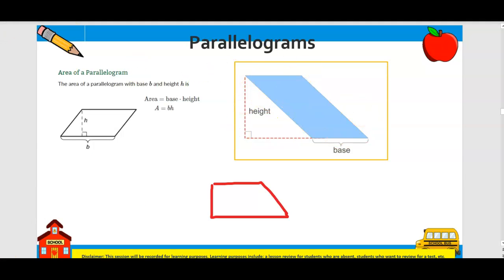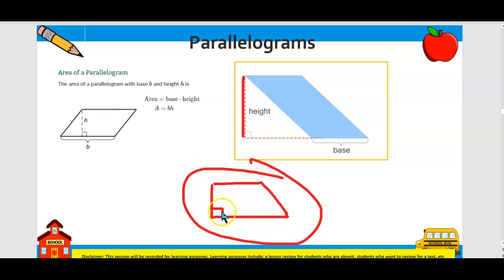So the height is going to be whatever this line is right there. Oh, by the way, this is a right trapezoid. It's still a trapezoid, but it's called a right trapezoid. Why? Because it has a right angle. That's why. Okay.